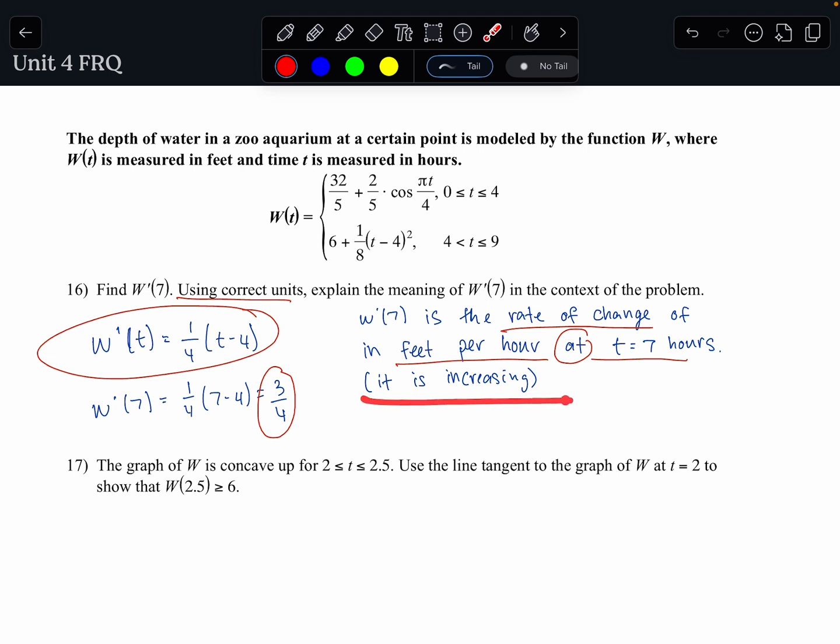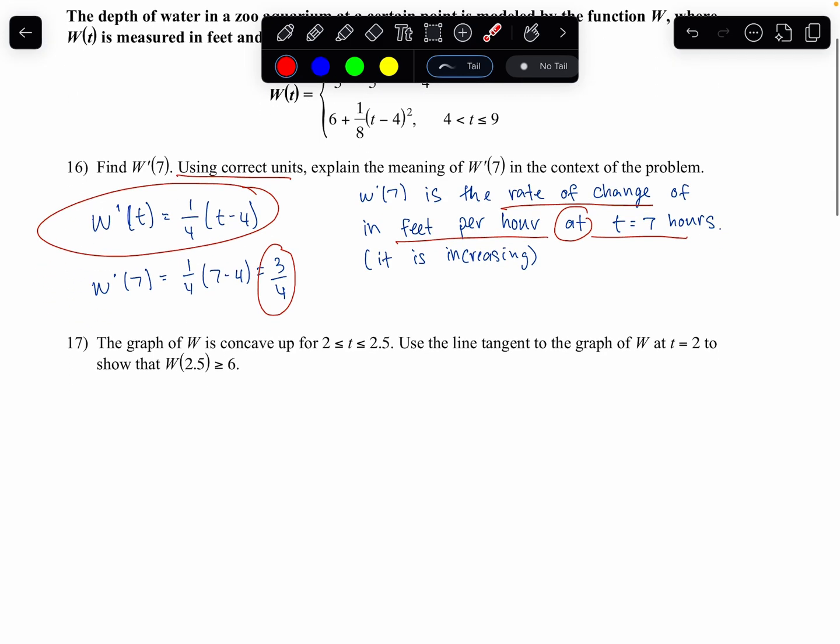And so just in case I need to include that, but I don't think I need to, as long as I say that it's the rate of change, indicating that it's changing. So W prime of 7 is the rate of change. I kind of wish I wouldn't have written this right here. Going back, I would have said something like, the rate of change of the water in feet per hour is changing. Something like this should be okay though.